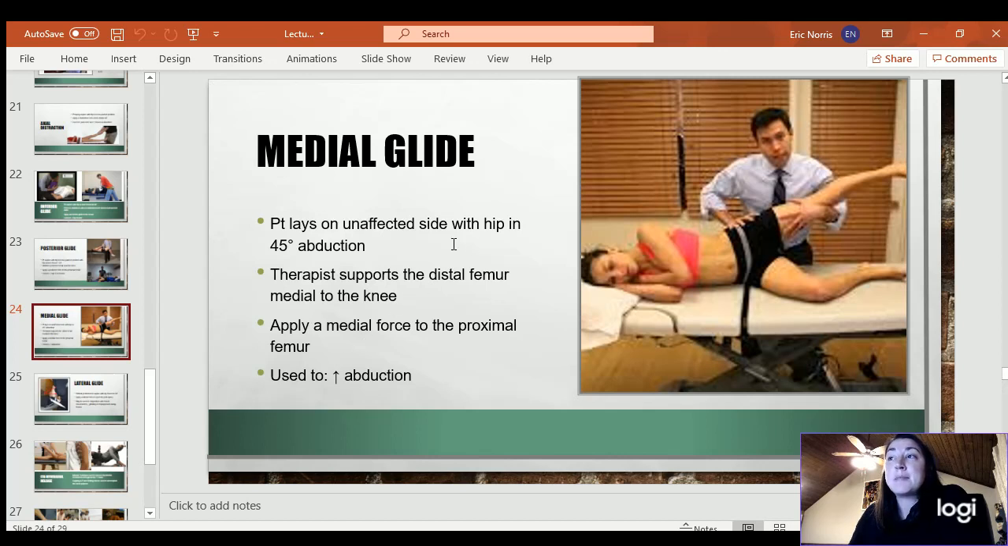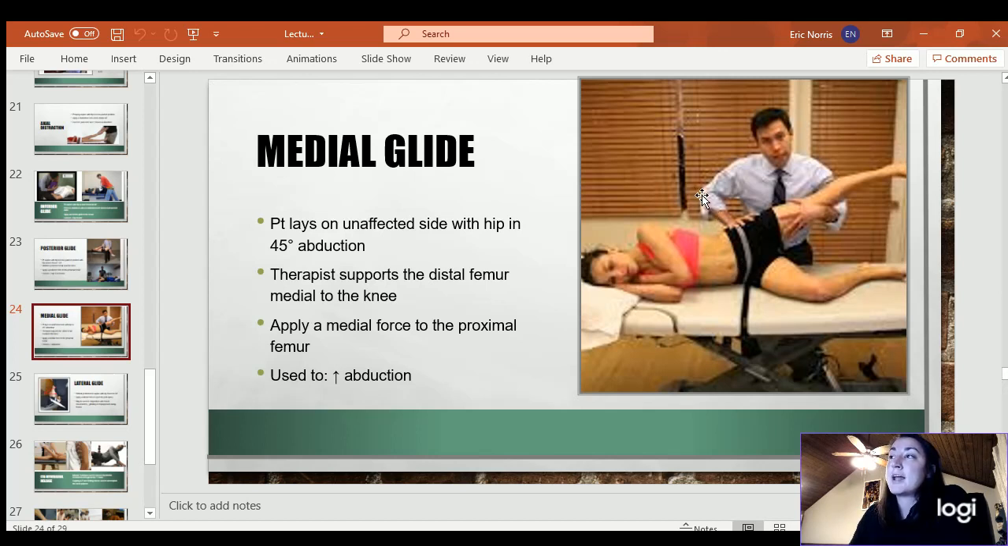So you abduct the patient's leg about 45 degrees. You support the underneath surface of the leg so that they're able to relax, and then you apply a slight medial force. Now, what I do when I apply this force is I don't apply it straight down towards the pelvis and other hip, because then that's just basically a compression. And remember, compression is not best because it can break down the cartilage.